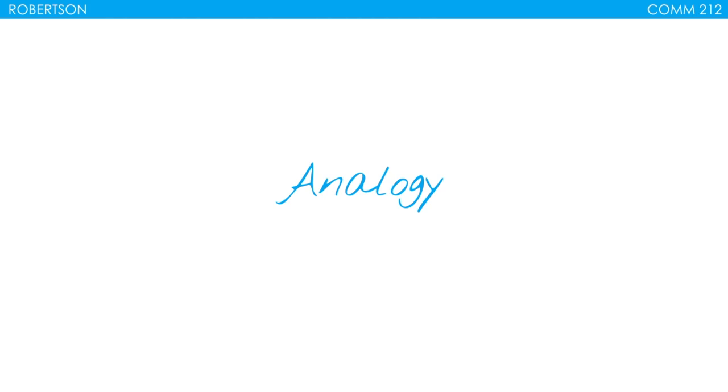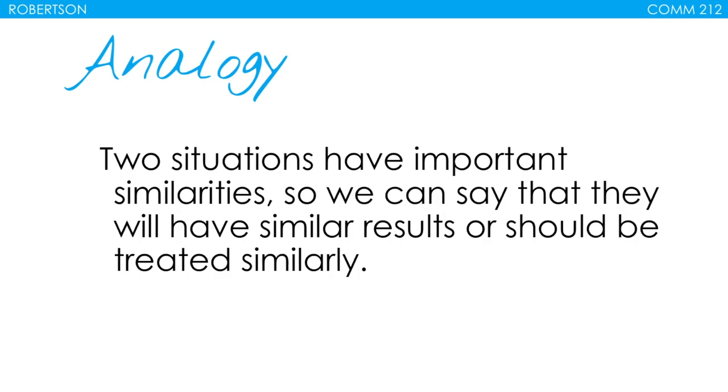The analogy strategy looks at two situations that have important similarities, so we can say that they will have similar results or should be treated similarly. So this is an analogy strategy. You're saying that one thing and another thing have such similarities that since we know something about group one, we can infer that there's something about group two that's probably going to be similar.